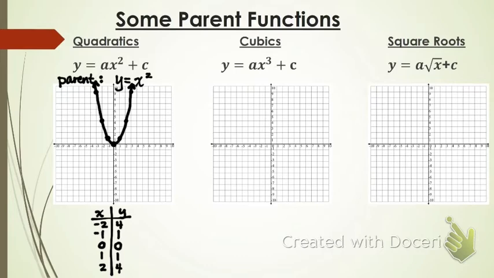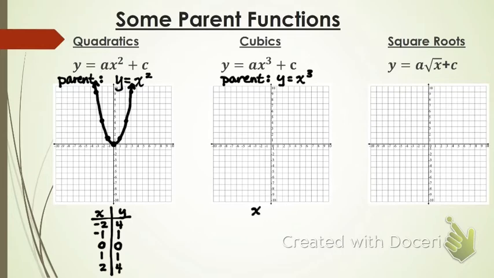Parent quadratic. Know it, love it, memorize the pattern, or at least how to recreate that table quickly. For a cubic, my parent would be y equals not x squared anymore, but x to the third power, x cubed. Transformations would be a and c. Those would stretch it or compress it, reflect it or shift it up or down.